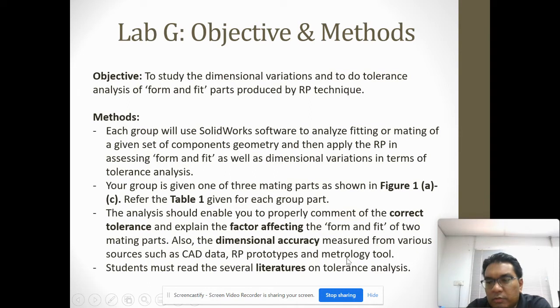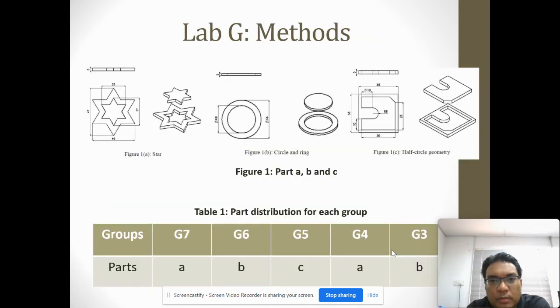This tool is also available in the lab. You can ask the assistant engineer later on. Okay. Students must also read several literatures on the current analysis. Of course, during the report for the introduction part, you need to do some literature study, what reference you use to do the tolerance analysis. Okay, this is the part that's given.